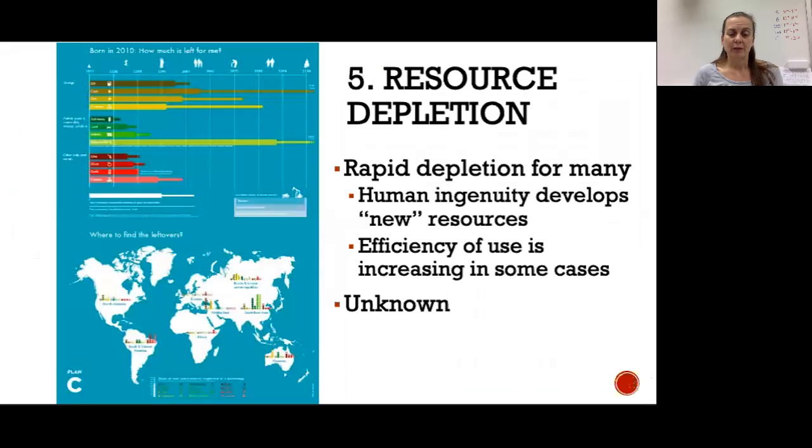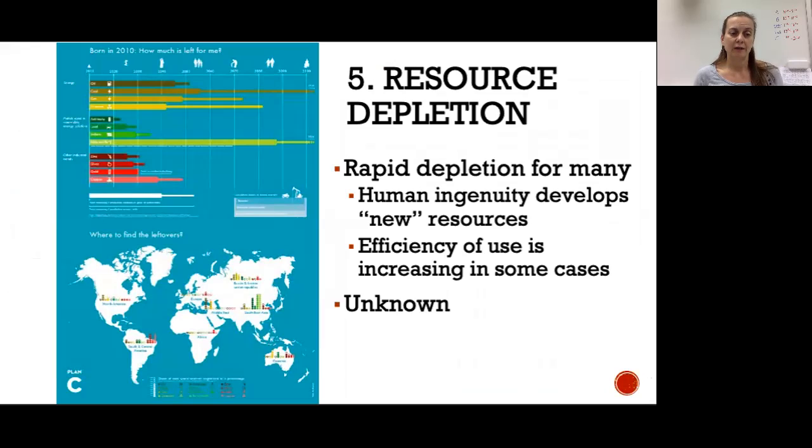And then our fifth major indicator is resource depletion. So again, recent trends, there's been a rapid depletion in a lot of our resources recently. The plus side of that is that our own ingenuity helps us to develop new resources. And we're actually increasing our efficiency of using the resources that we have.